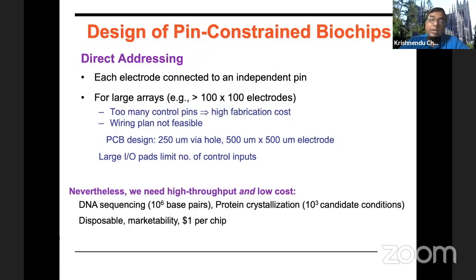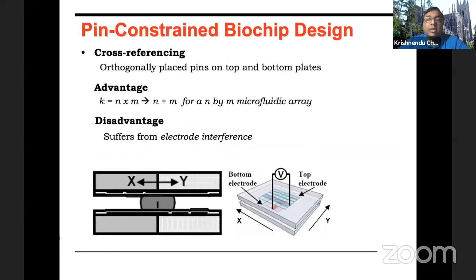Okay, now one option is I can move one droplet at a time, and then I can have a small number of pins, but that is too slow. So I would like to therefore have very high throughput and find a way to do parallelism. So one way is to use what is called cross-referencing. I basically use X and Y coordinates to control every electrode. So instead of having n by m, I have n plus m, n rows and m columns. Okay, so use row and column addresses for every electrode.